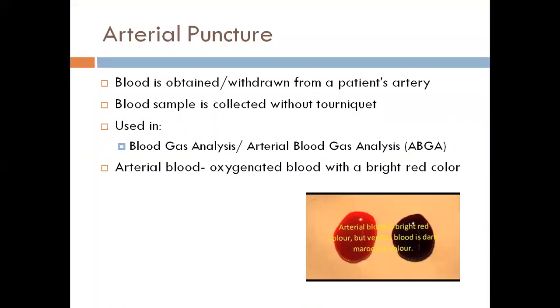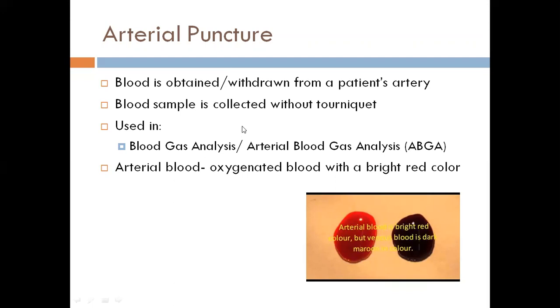So what is arterial puncture? From the word itself, you are puncturing the artery to collect blood, and the blood that is obtained or withdrawn comes from a patient's artery. Obviously. The blood sample is collected without a tourniquet, just like capillary puncture, but unlike venipuncture, wherein you need a tourniquet to obstruct venous blood and to make the veins more prominent. When it comes to arterial puncture, a tourniquet is not needed for blood collection.